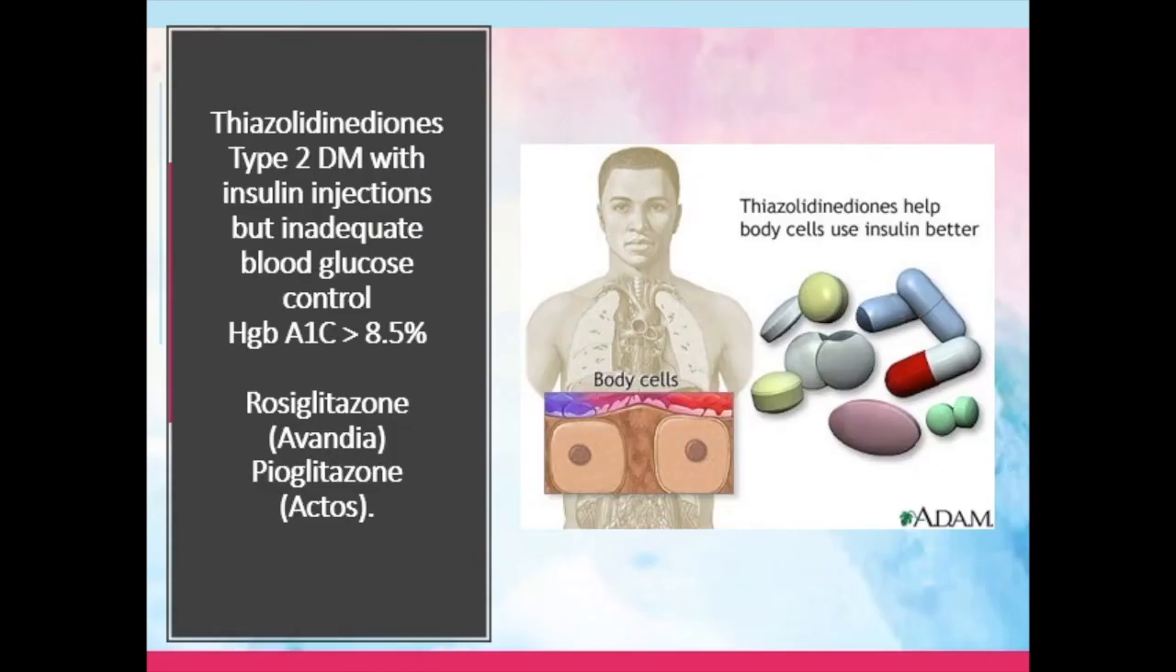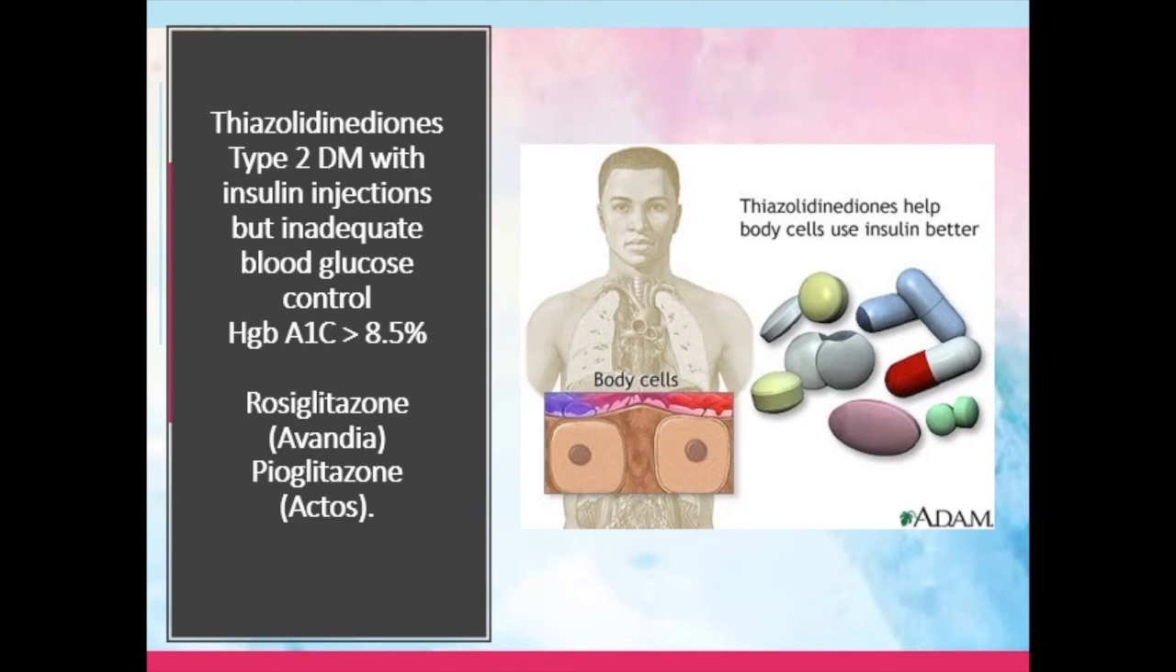Then you have your thiazolidinediones. Okay, your thiazolidinediones are used for type 2 diabetes mellitus with insulin injections but inadequate control. Meaning, in other words, the HbA1c is at greater than 8.5. Recall that I mentioned that the target may be 6 to 7 for your HbA1c.